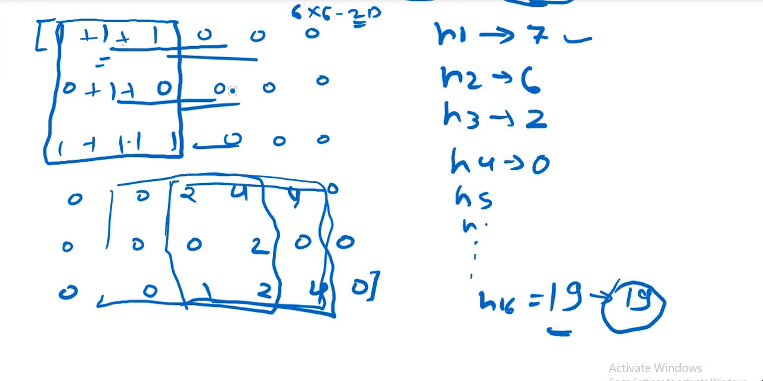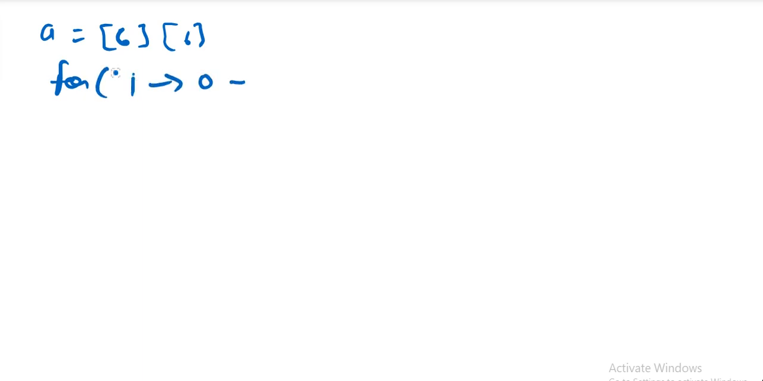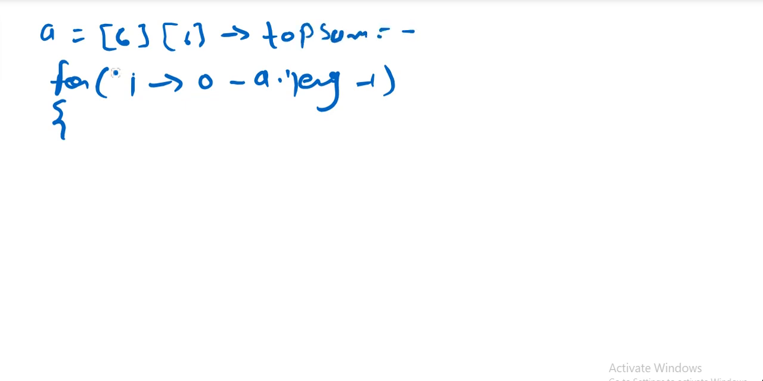So we need to write down the code to calculate the total sum of the hourglass, which is the top value from all the above glasses. You got the point? So let me write down the pseudo code over here also. For this, I have the 2D array, 6x6, right? So our array will go from i 0 to array dot length minus 1. Now here at the top, I also need to declare the top sum. At the initial stage, I am just making the top sum as minus 1 or whatever integer value you want to write down.